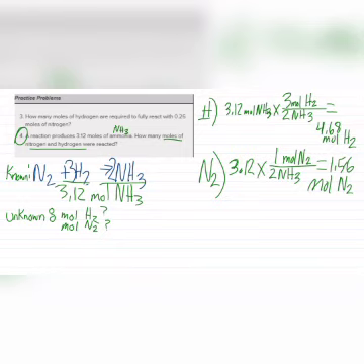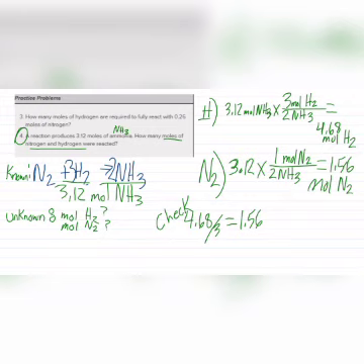Lastly, if we wanted to, we can do a quick check. Since the nitrogen and hydrogen are a 1:3 ratio, our answer for hydrogen should be 3 times the amount of nitrogen. So 4.68 divided by 3 is 1.56.